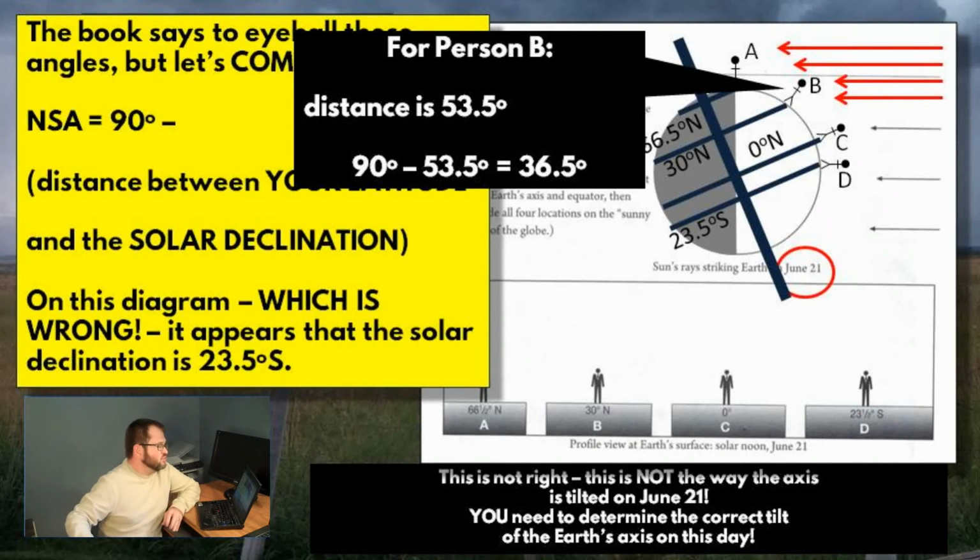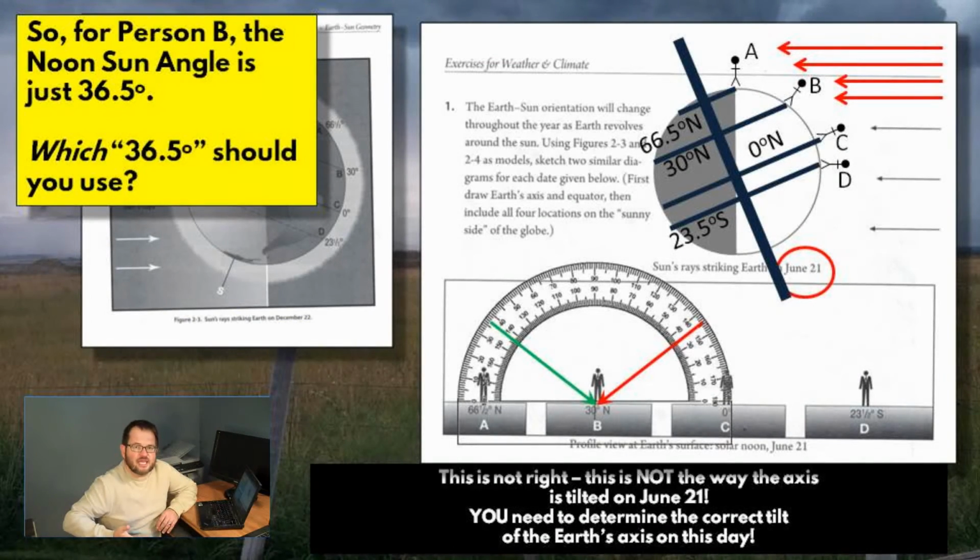Alright, so let's see how we would actually compute the calculations for person B, just to pick one of the four. Remember, our definition of noon sun angle is 90 minus the distance between your latitude and the solar declination. We've determined that in this diagram, the solar declination is 23.5 degrees south. So if we're at 30 degrees north, the distance between 30 degrees north and 23.5 south is 53.5 degrees. So then that noon sun angle is 90 minus 53.5, which is 36.5 degrees. So for person B, the highest the sun is going to get above the horizon on the day that the Earth is configured like this, with the North Pole tipped away from the sun, is 36.5 degrees.